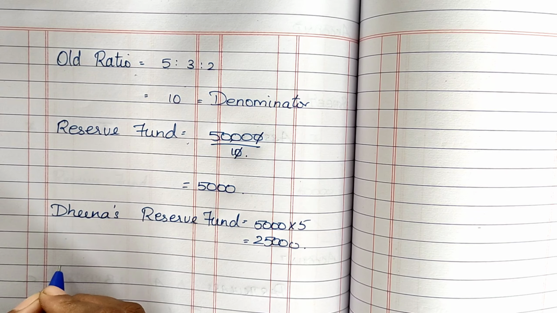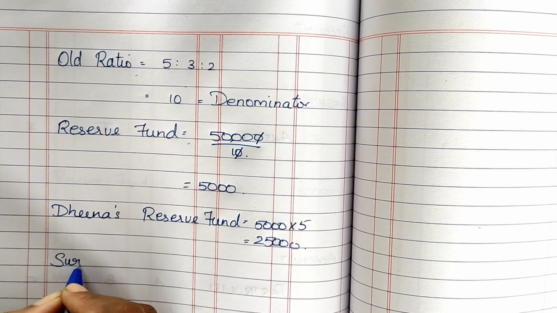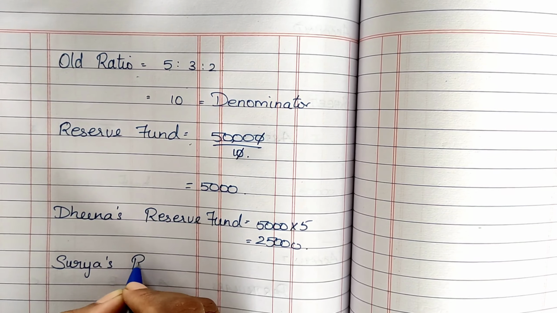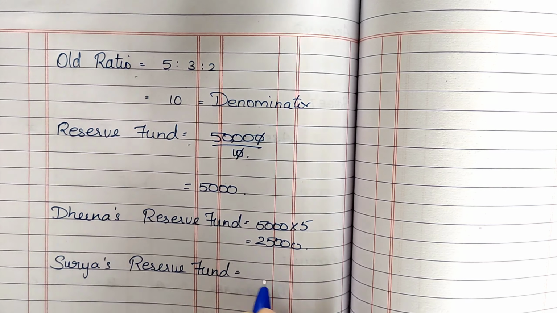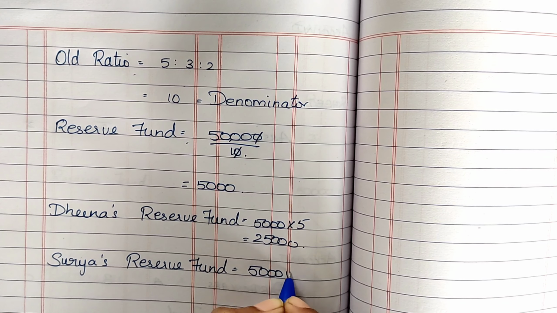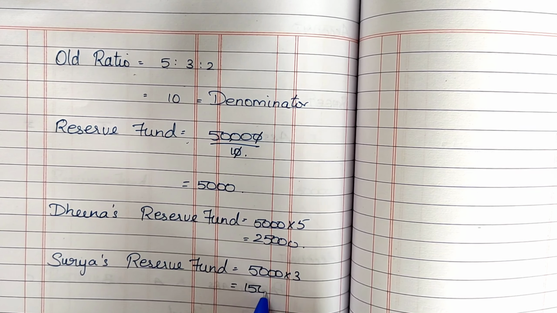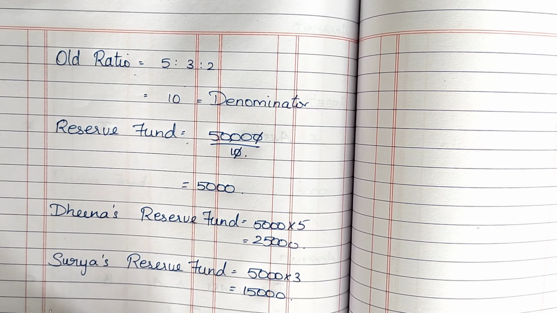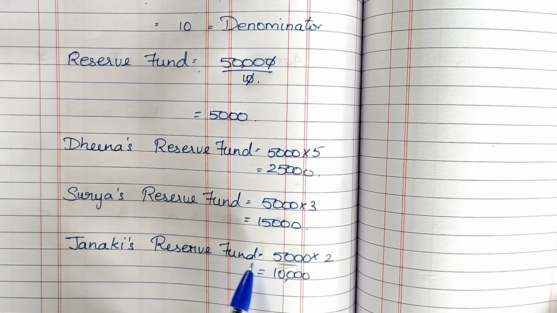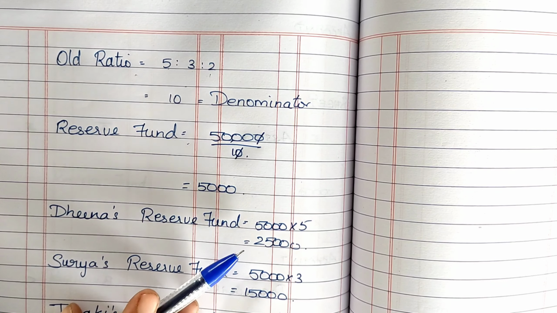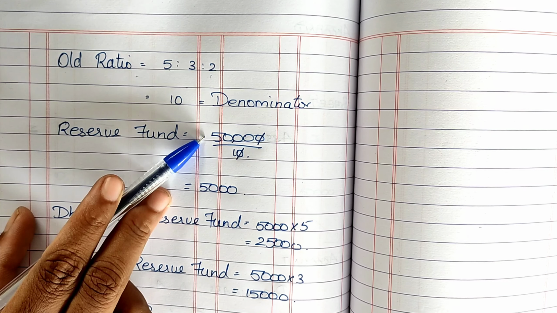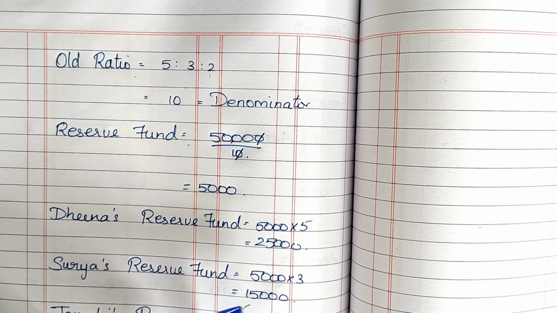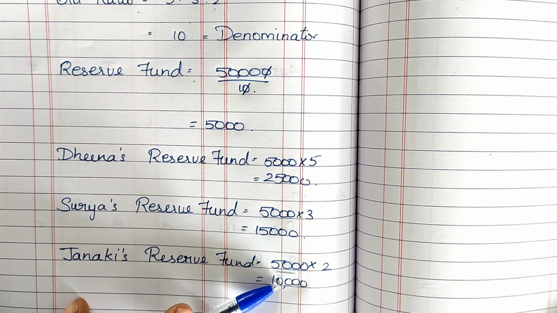The second person is Surya. So Surya's share of reserve fund is equal to the same 5,000 into 3. So that's going to be 15,000. Lastly, we have Janaki. So Janaki's reserve fund is equal to 5,000 into 2, which is 10,000. When you add the 25,000, 15,000 and 10,000, you must be able to get back the 50,000. So 25 plus 15 is 40, 40 plus 10 is 50,000.